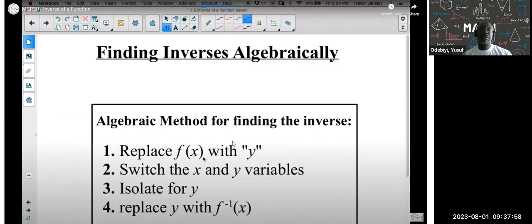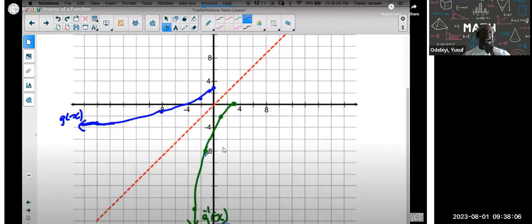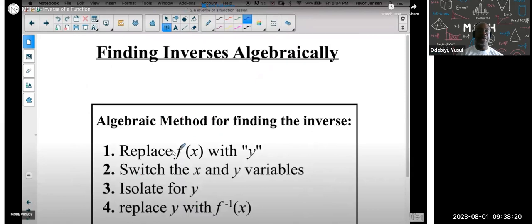Next thing I want to look at, okay, we can make the graph of the inverse, but what if I wanted to write the equation of this? Now this is the part which gets a little bit tricky, is writing the equation, because depending on the equation, you may have to do certain things. So here are the steps to do it. Like I said, you replace f of x with y, then you switch the x and y variables, and then you isolate for y. And once you isolate for y, you turn y into inverse f of x. Okay, so we're going to have to go through an example to understand that.